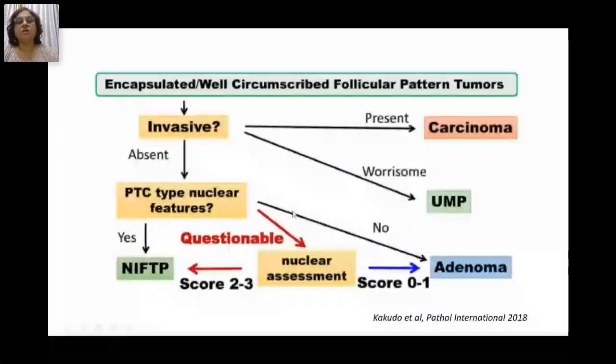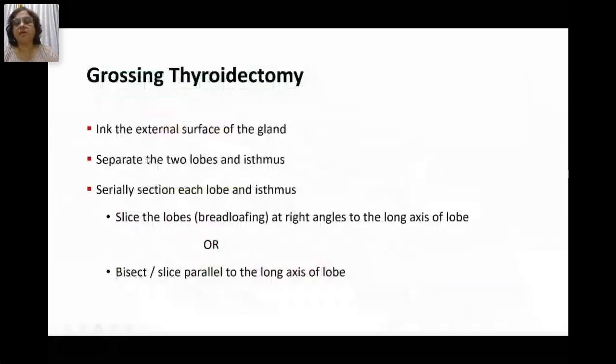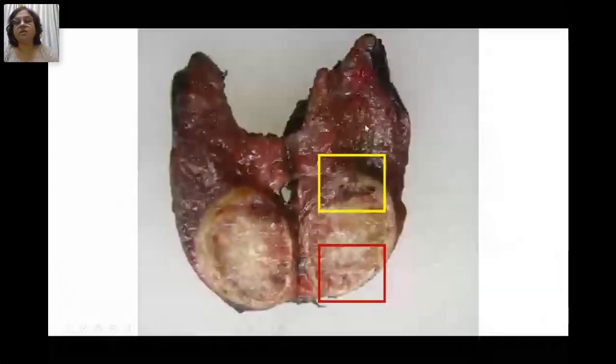So for grossing, what we need to do is bread-loaf the thyroid lobe, or we can slice it or bisect it parallel to the long axis of the lobe. And here I want to focus on this: if this is a nodule that we are looking at in the thyroid with unremarkable thyroid adjacent to it, our section should include the nodule plus the capsule and the adjacent thyroid, because this is the area where we are going to look for true capsular invasion or vascular invasion.